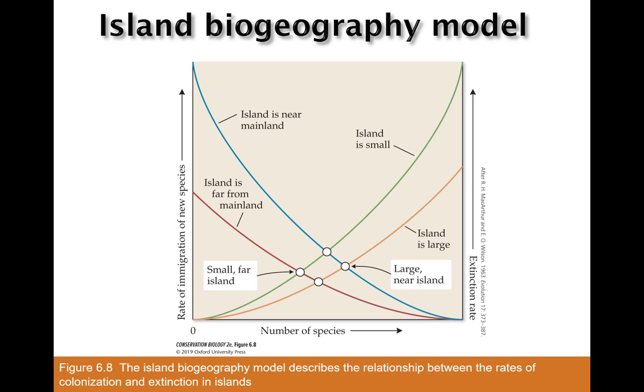The number of species present on an island will reach some sort of equilibrium when the colonization rate equals the extinction rate, and those are shown in the circles on this graph. The equilibrium number of species is going to be greatest on larger islands that are near the mainland, and lowest on small islands that are far from the mainland. We can extend this to habitat fragments, thinking about the placement of those fragments on the greater landscape. Large fragments house more species, and fragments closer to large fragments can have more immigration from those areas.